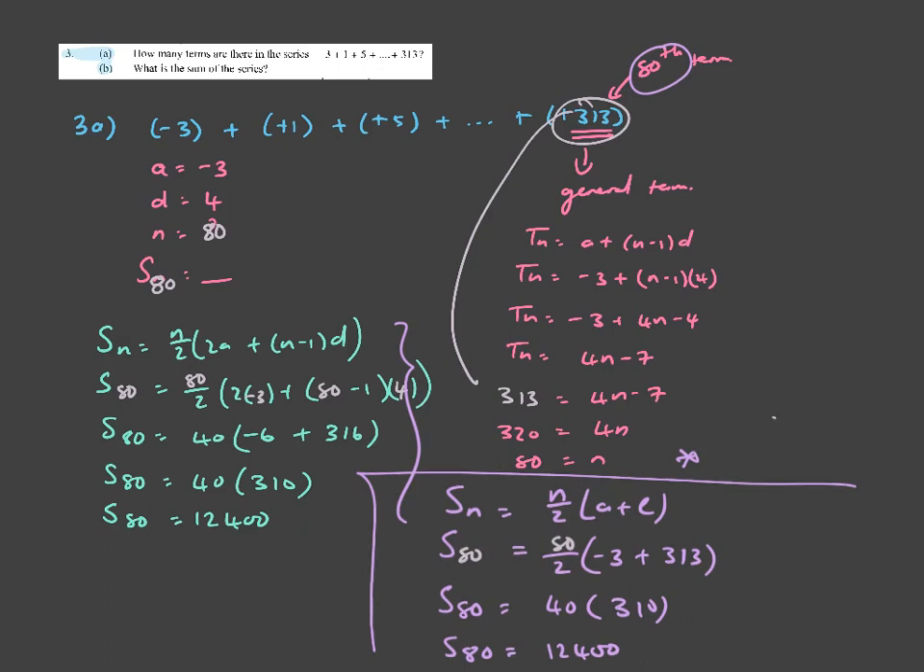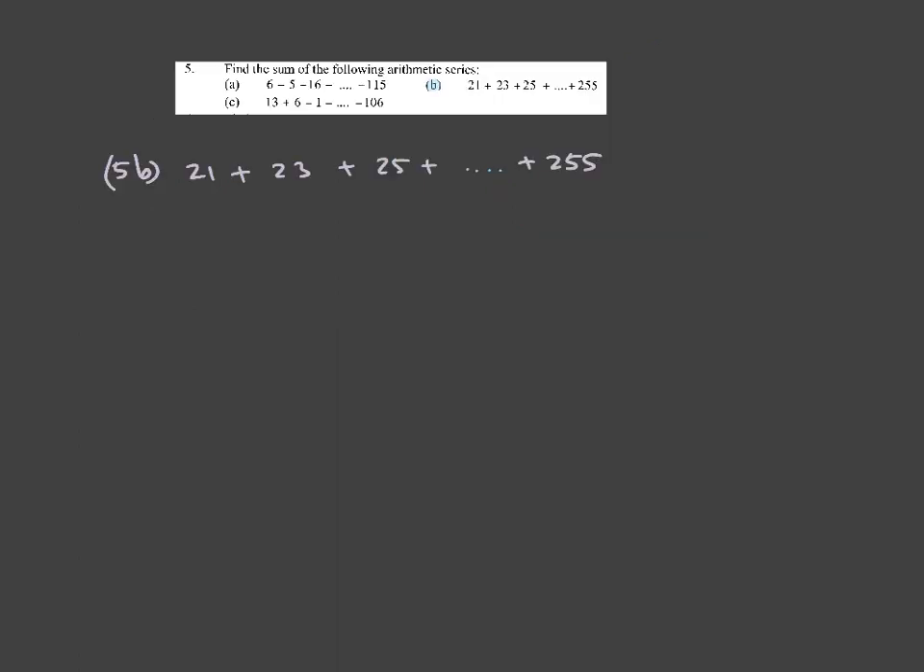Right, so how many terms are there in the sequence? Well, we know there are 80 terms in the sequence. This is the answer of 3a. What is the sum of the sequence? The sum of my sequence is equal to 12,400. Okay, in 5b, we need to find the sum of these terms in the sequence. The first term has a value of 21, so a is equal to 21.